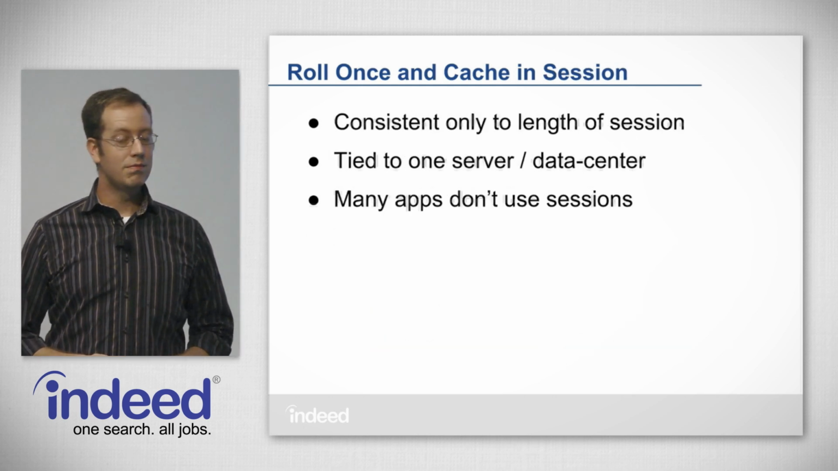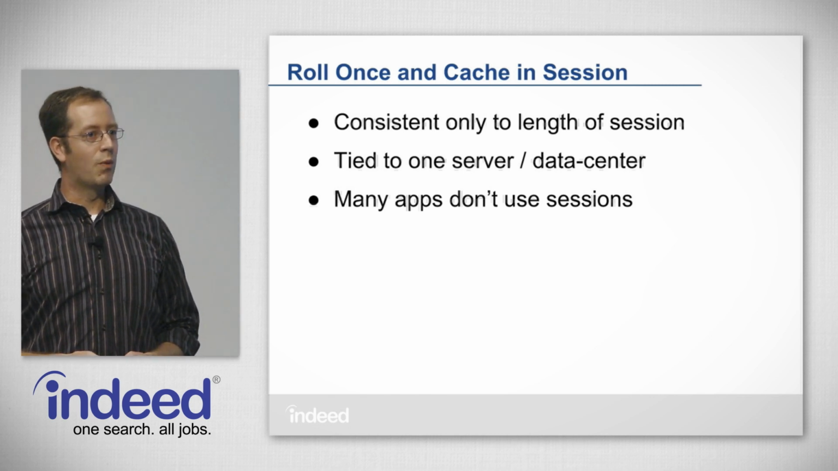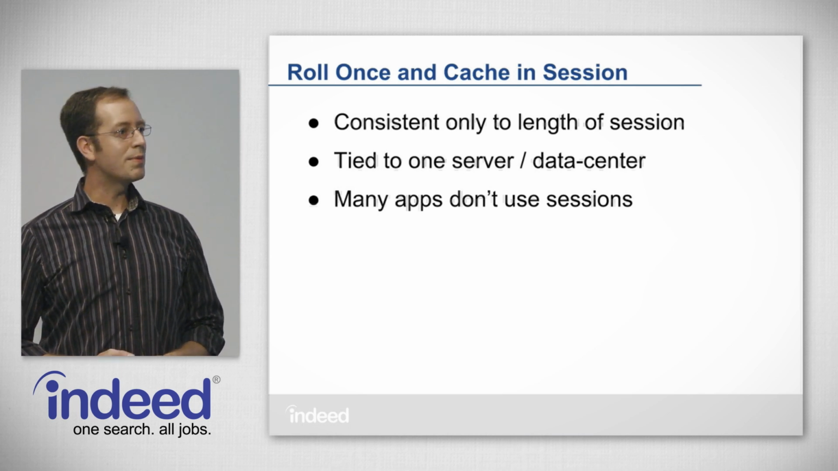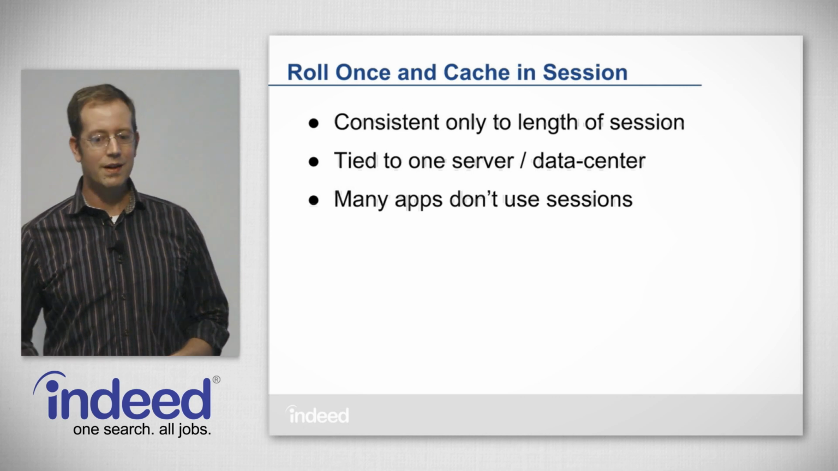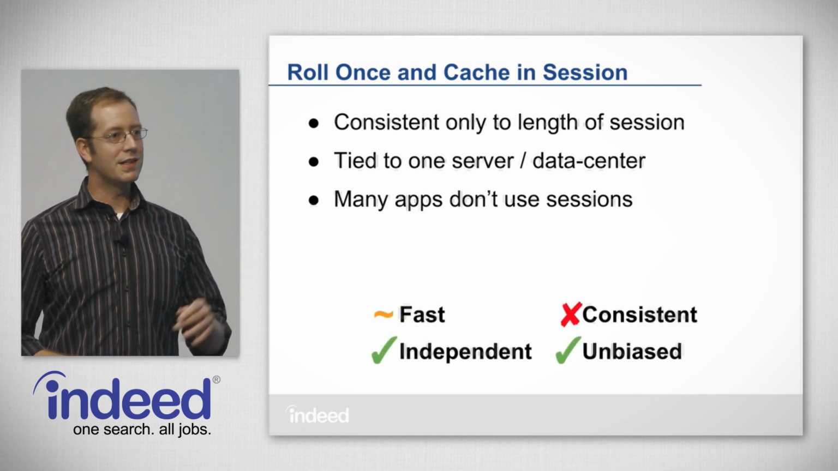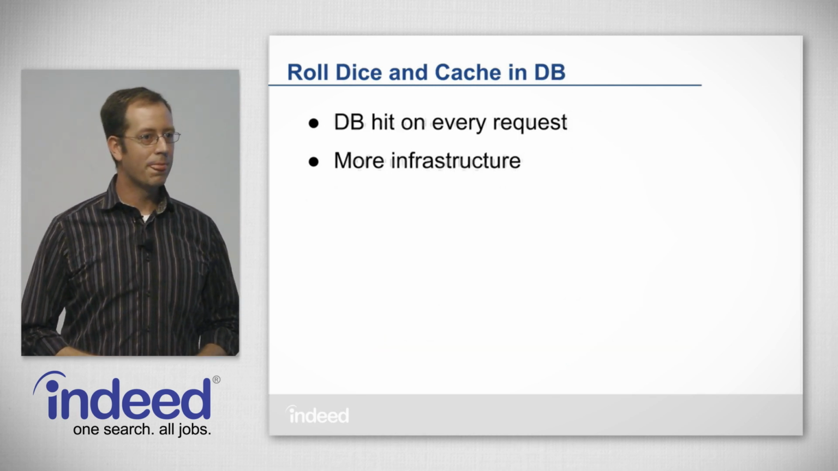We could cache in a session. Now we're only consistent for the length of the session. We're tied to one server or one data center if we're not externalizing the session. And a lot of our apps don't use sessions. We don't like sessions. Sessions make it harder to scale. Still, not as fast as we want, not consistent through time, not consistent across data centers, still independent, still unbiased.